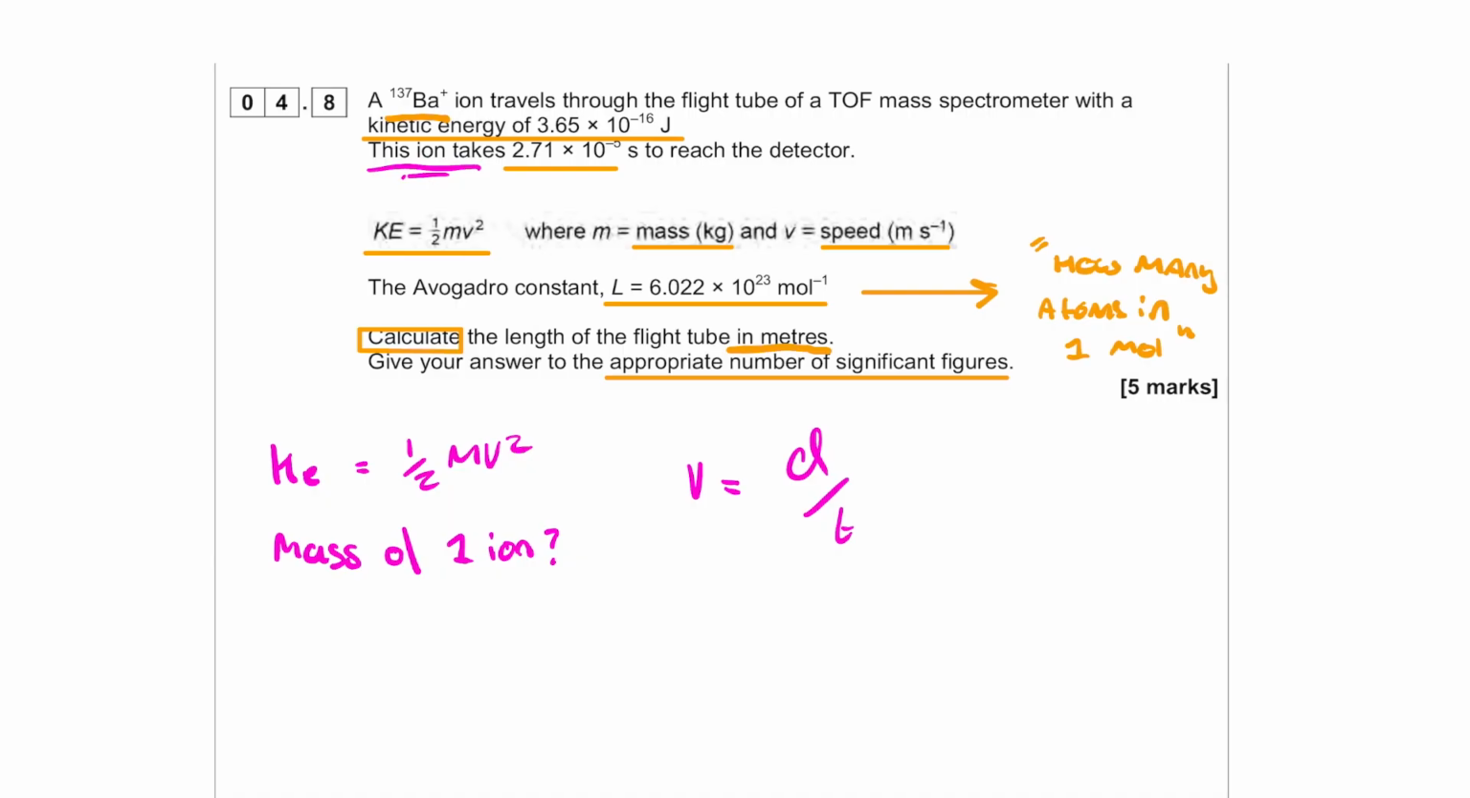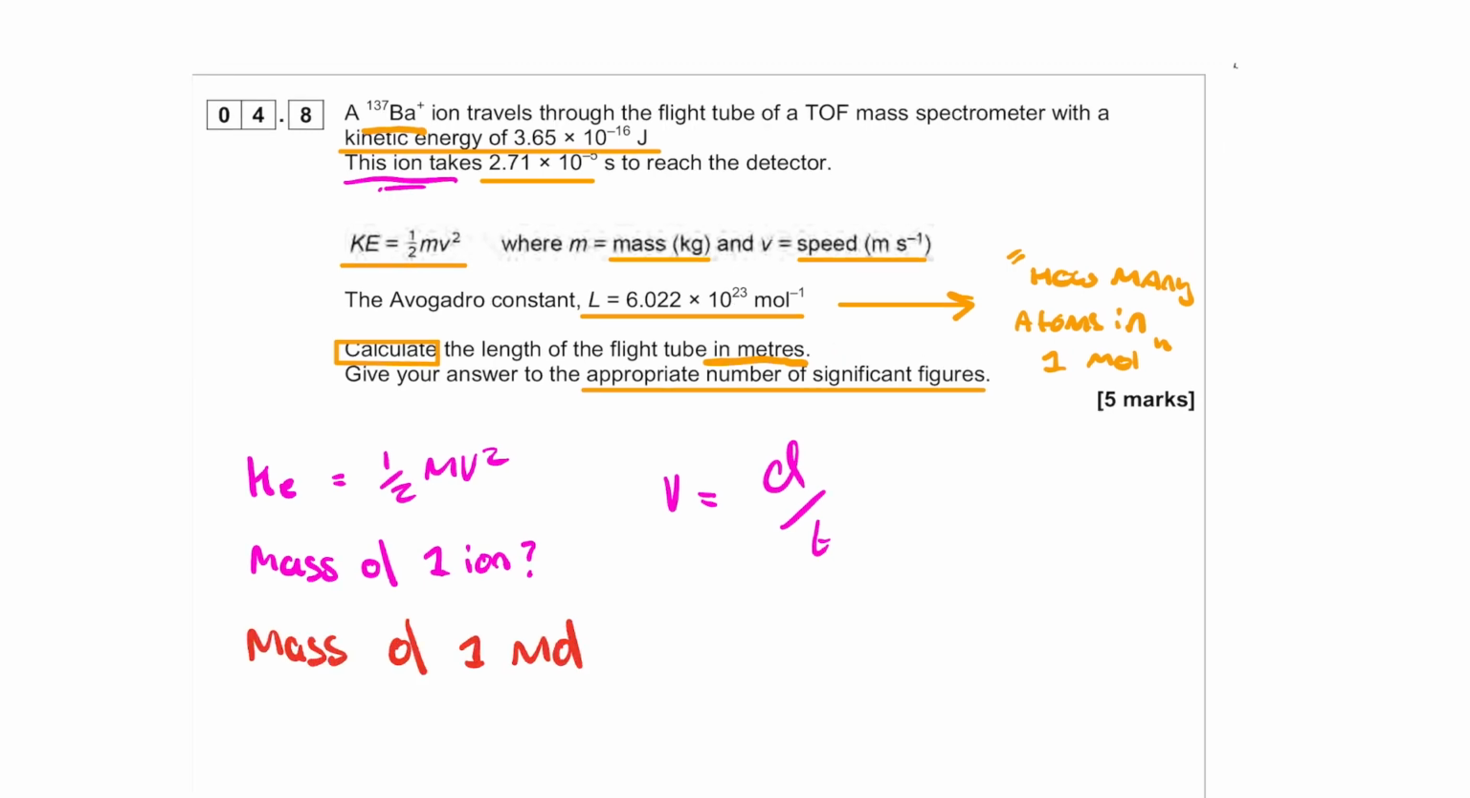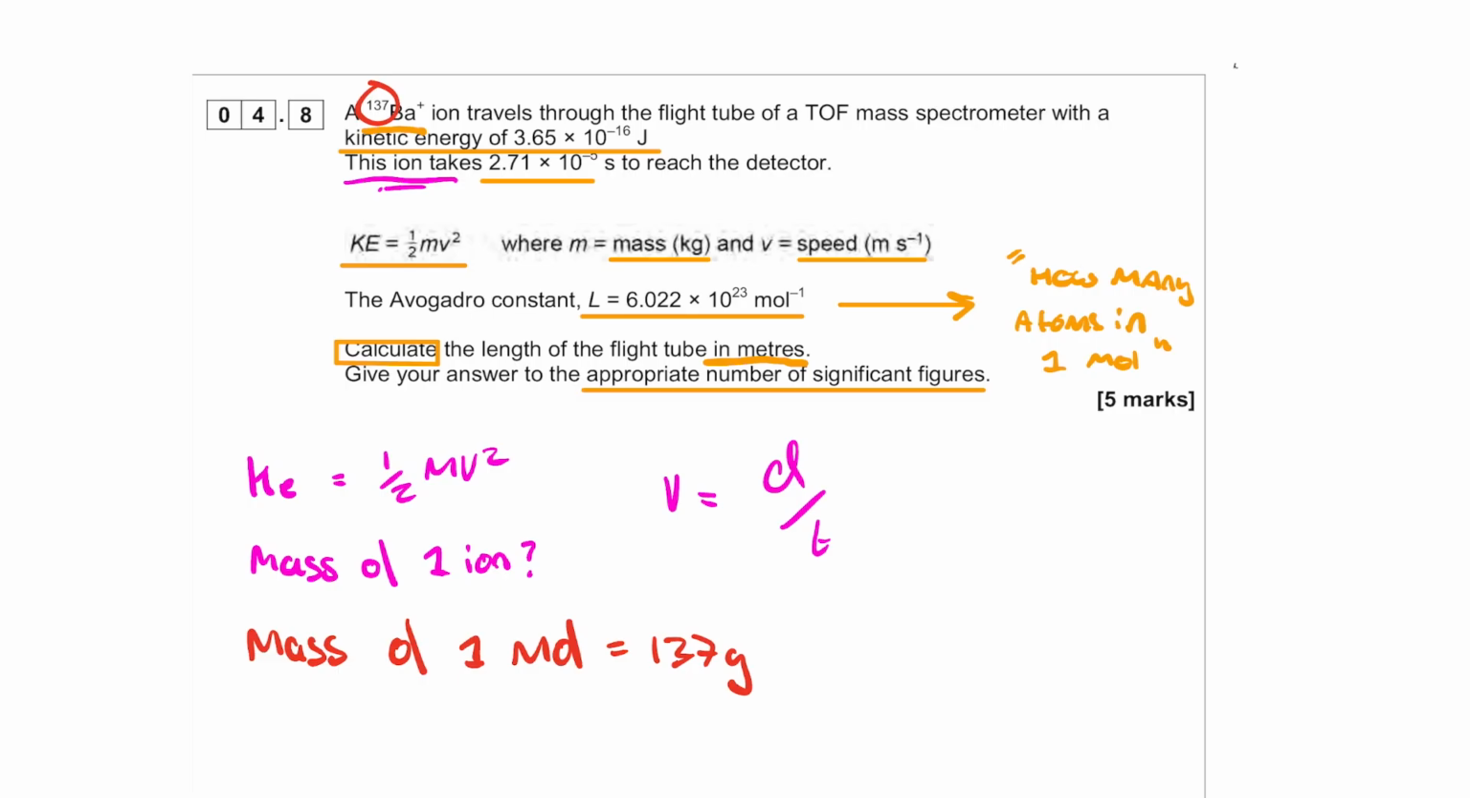So where can we start? What do we know? We've been given time. We've been given kinetic energy. Can we work out mass of 1 ion? Yes, we can. So let's do that first. The mass of 1 mole, as we know, is just 137 grams. And that is 6.022 times 10 to the 23 ions. So if we divide that by 6.022 times 10 to the 23, that's the mass of 1 ion in grams, and that gives us a nice tiny number of 2.27499 times 10 to the minus 22 grams, and that's 1 ion.